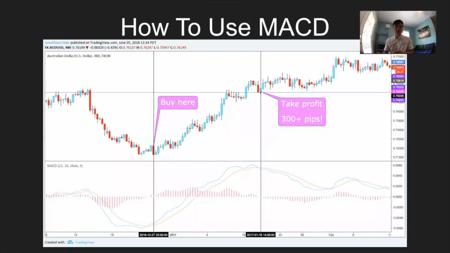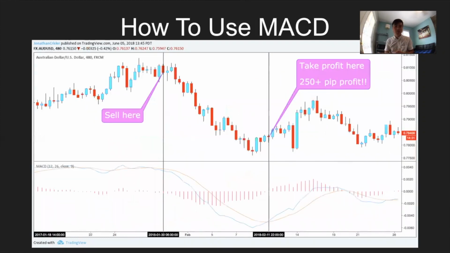So right here, where it says buy, we can see that the MACD just crossed over. And when we see take profit, we see it cross over again. We close out for 300 pips, which again is $3,000 for a standard lot or $300 for a mini lot.